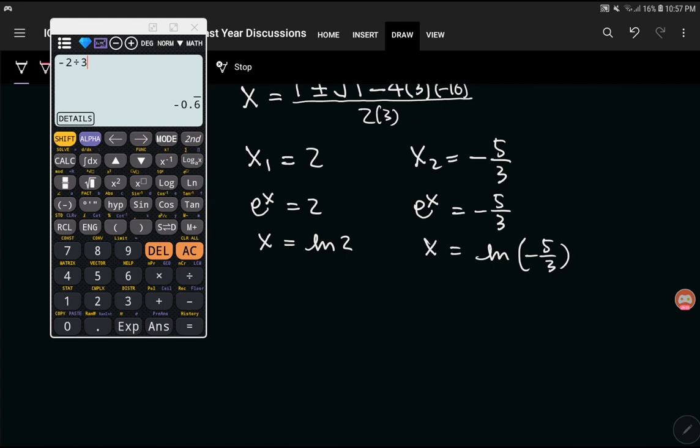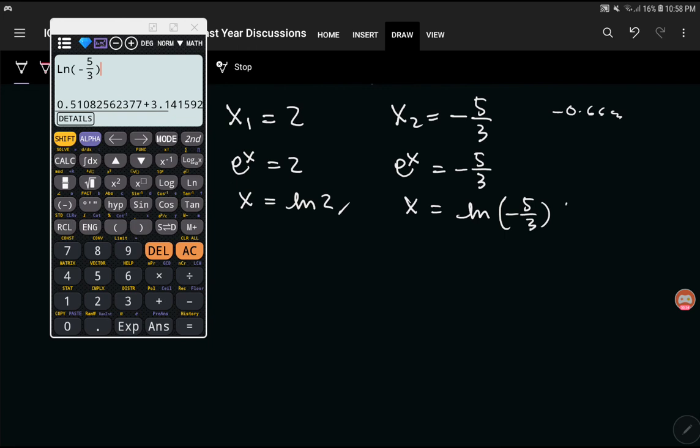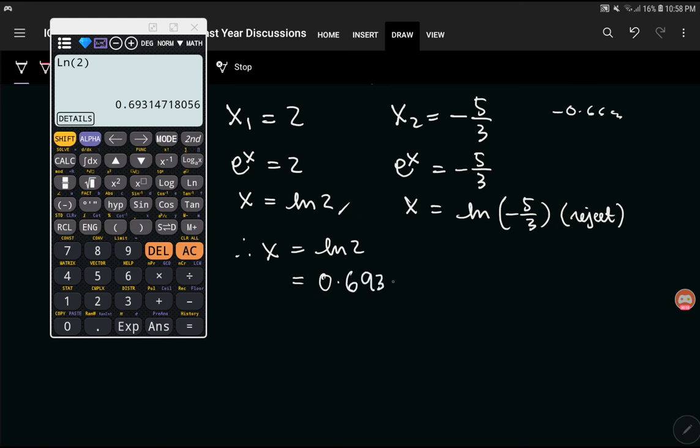So I think we check one by one. We have ln 2, which is positive 0.6, so this one is safe. But we have now ln of negative 5 over 3, which is not good enough. Unfortunately, that is a complex number, so we reject this one. So the final answer is x equals ln 2, or 0.693. Three significant figures is enough.